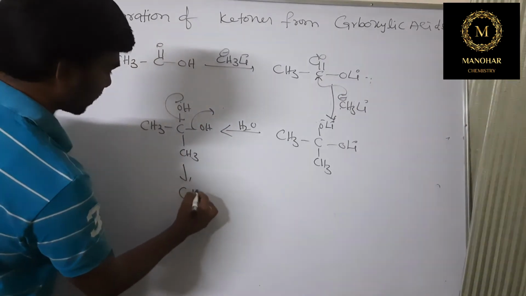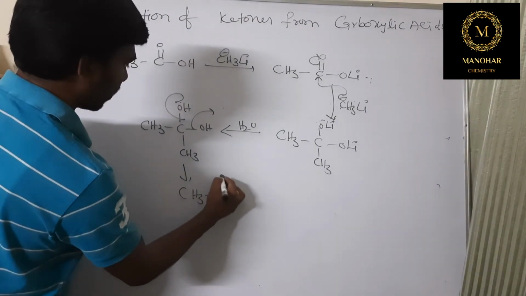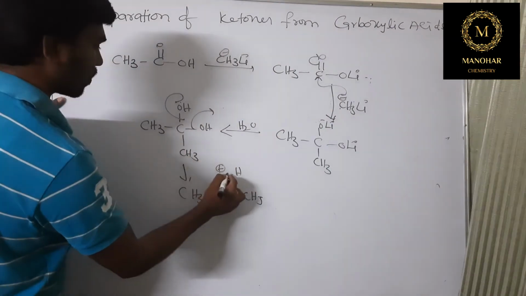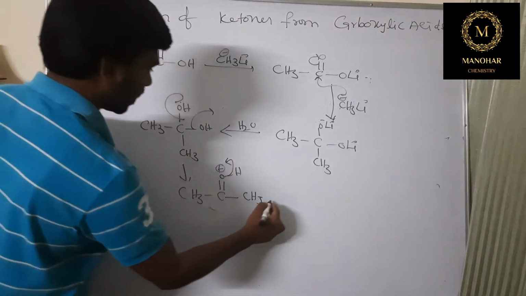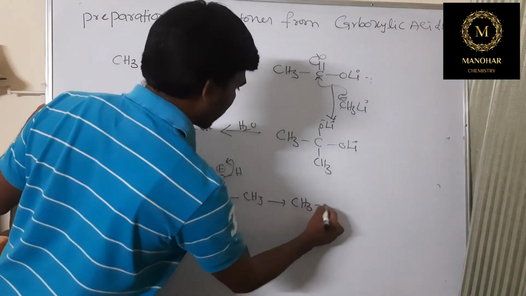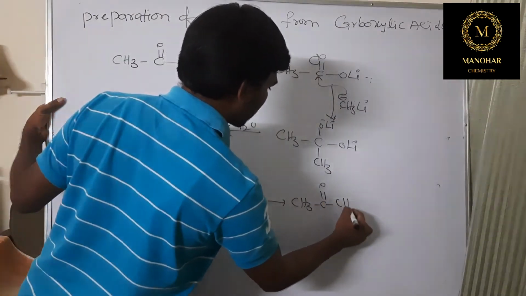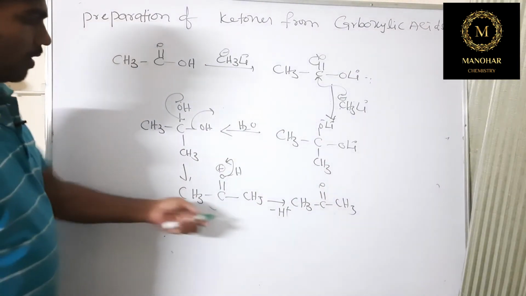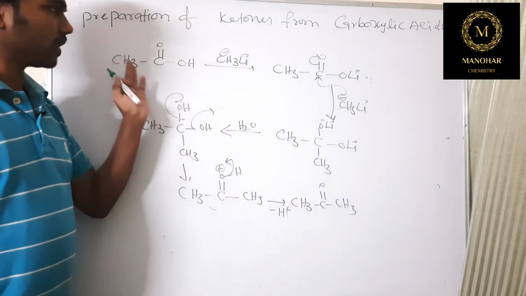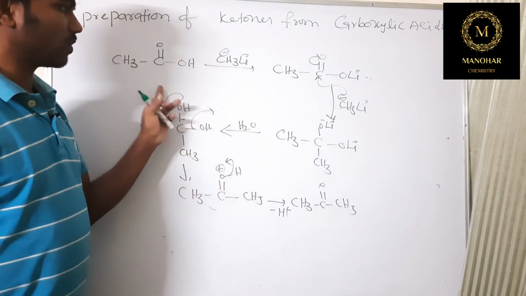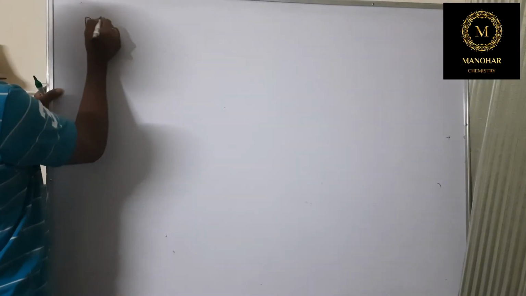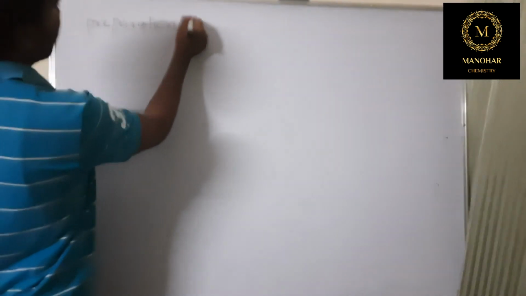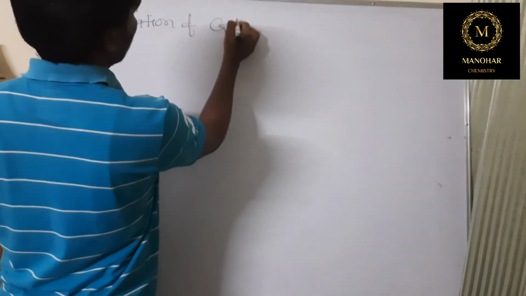Then here CH3, C double bond OH and CH3 will form. Here a positive charge will come, and this positive charge is neutralized by this one. So finally we are going to get CH3 C double bond O CH3, after losing H plus. So we will get different types of carbonyl compounds with the help of these carboxylic acids. There is a chance to get questions from this method. Preparation of carbonyl compounds.